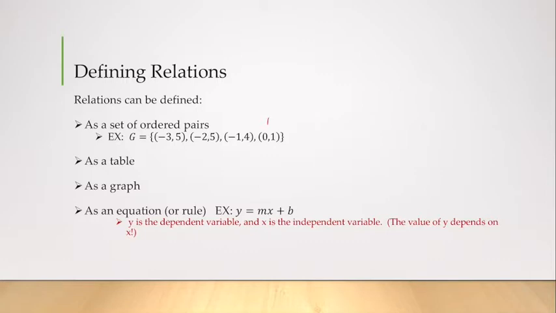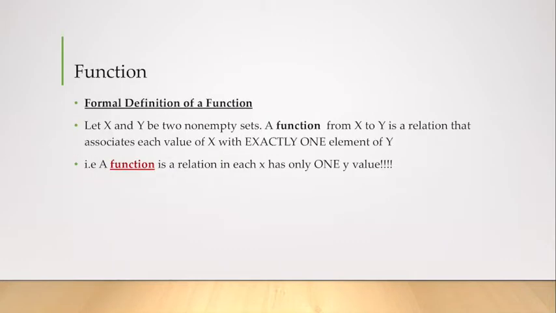So if I have X and Y, which are two non-empty sets, right? Remember, a set is a collection of objects, either finite or infinite. A function from X to Y is a relation that associates each value of X with exactly one element of Y. Okay, so a function is where each X has exactly one Y value. And I discussed this in college algebra using a vending machine.